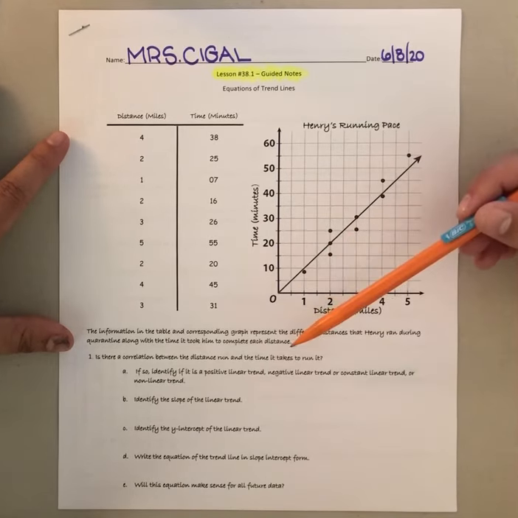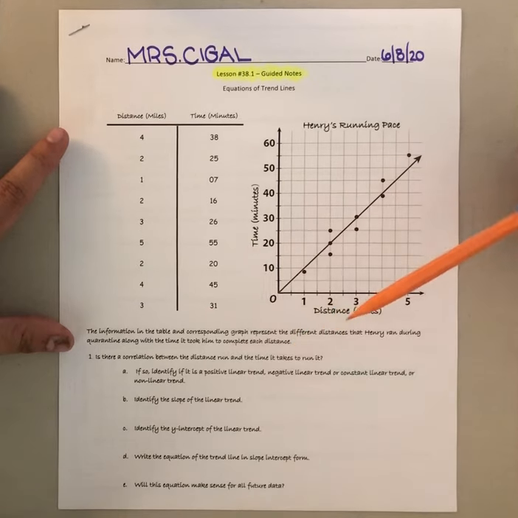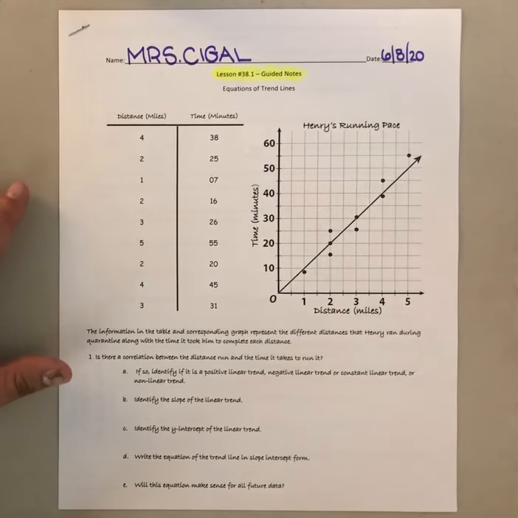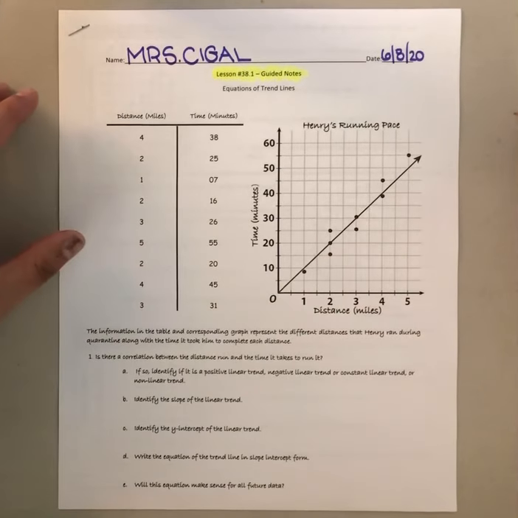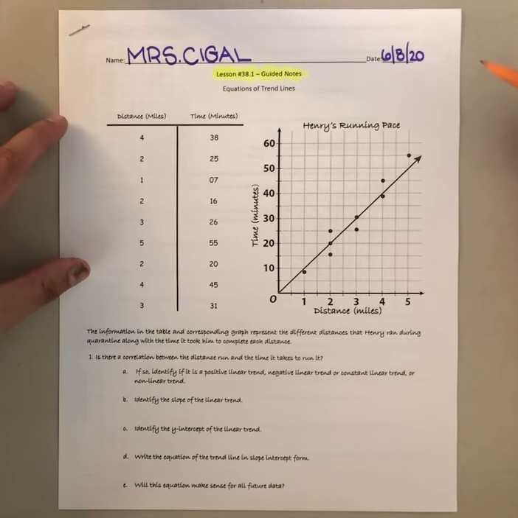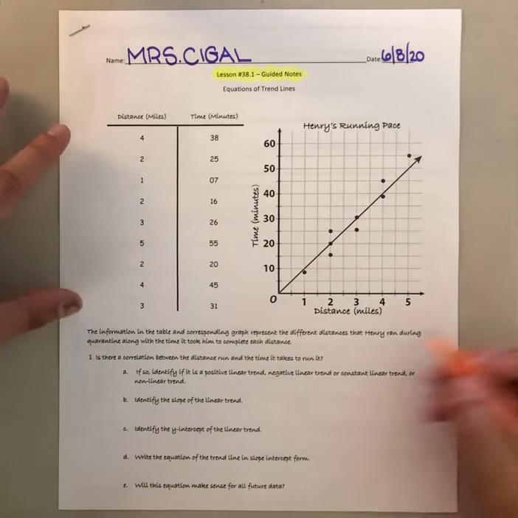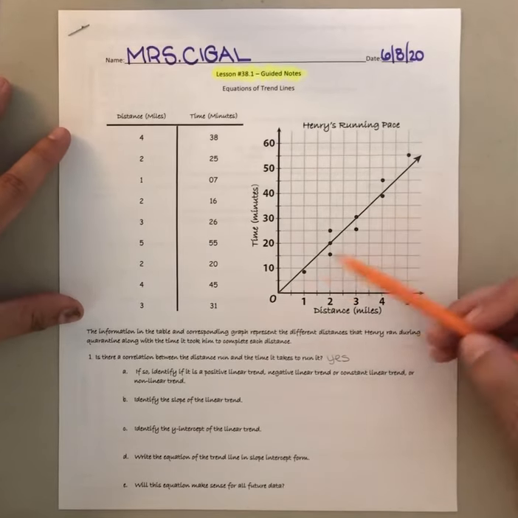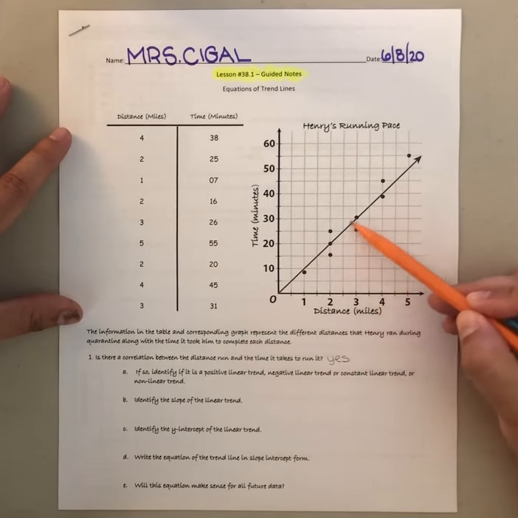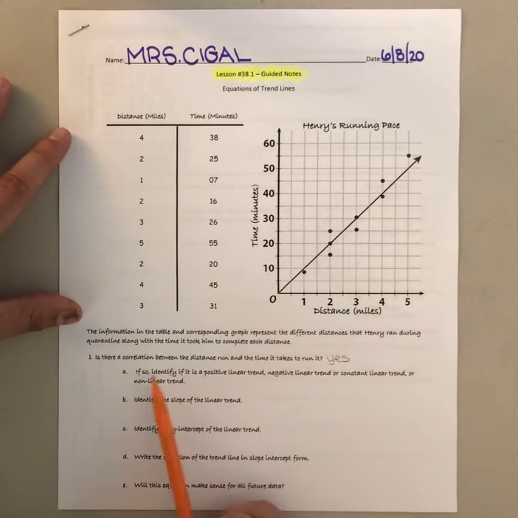First, it says, is there a correlation between the distance run and the time it takes to run it? So we would look at our graph and see if there's any kind of a correlation. We obviously know this one's a yes because the trend line is already drawn for us. So we would say, yes, there's definitely a relationship. There's a correlation. I would even say it's a positive linear trend. And later it asks that.